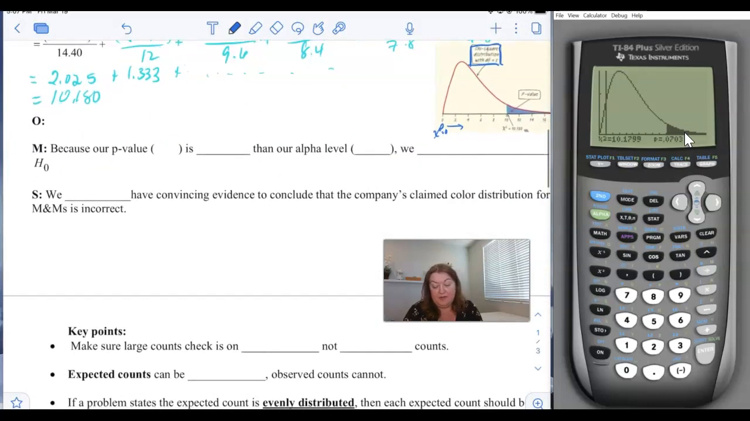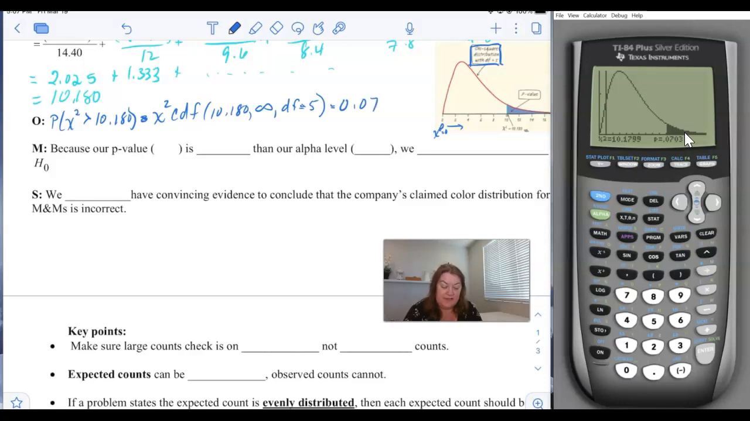obtain a p-value. Well, we already know what that's going to be, but we have to write up the probability statement. So what is the probability that chi-squared is greater than 10.180? It's always a greater than, and we'll tell you why in a second. And then we're going to go look for, same as before, we have a chi-squared CDF. We're going to start it at 10.180. We're going to go up to infinity, and we're going to say degree of freedom equals 5. All right, and that's going to give us our 0.070.